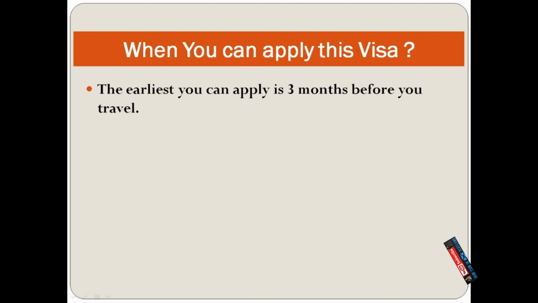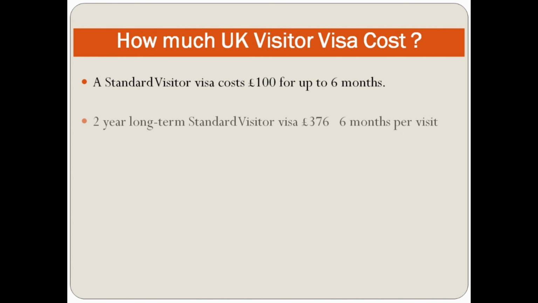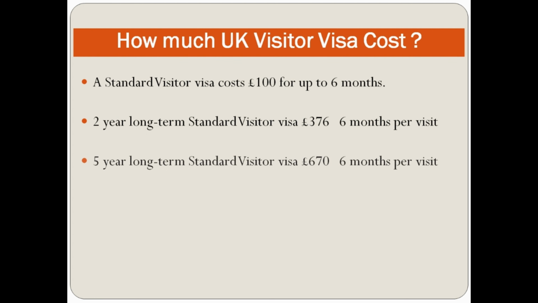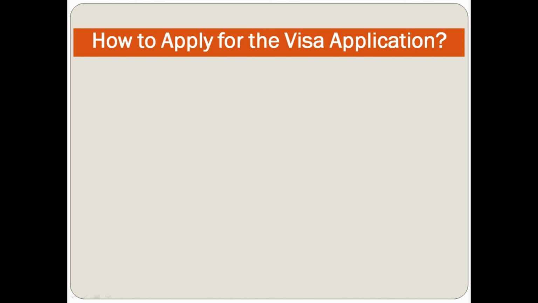When can you apply for this visa? The earliest you can apply is 3 months before your travel. How much does the UK visitor visa cost? A standard visitor visa costs £100 for up to 6 months. The 2-year standard visa costs £376. For 5 years it costs £670, and for 10 years it costs £837. In each stay, you can stay a maximum of only 6 months per visit.